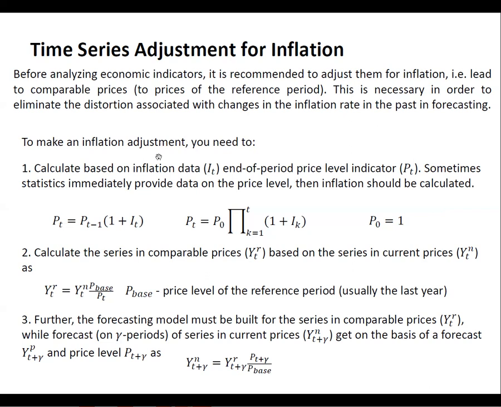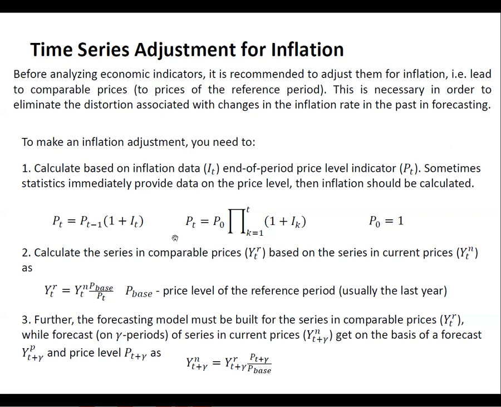To make an inflation adjustment, the first step is to calculate, on the basis of inflation data, an indicator of price level at the end of period, PT. IT is the inflation rate, that is by how many units prices have increased in the national economy on average. So PT is an indicator of the price level. The current price level is the previous price level multiplied by 1 plus inflation rate.